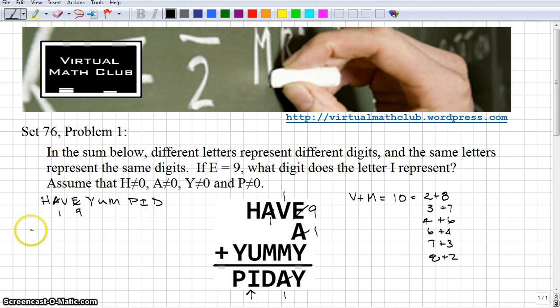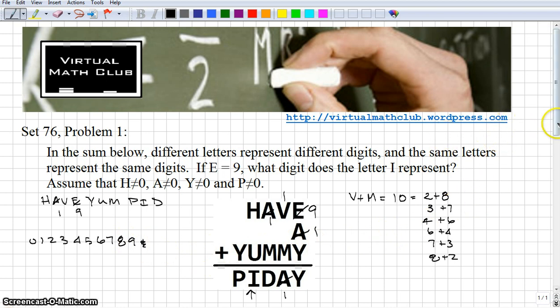And so let's list out all of the digits. We want to keep track of which digits we use, because that'll give us information as far as what the possibilities for the other letters are. So we have 0, 1, 2, 3, 4, 5, 6, 7, 8, 9, and that's it. Those are our 10 digits.